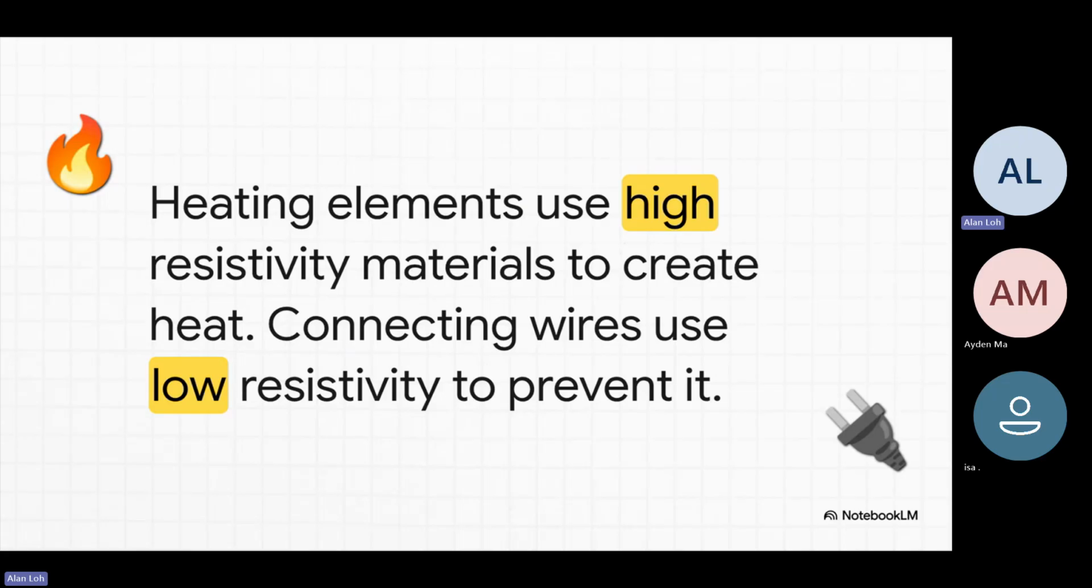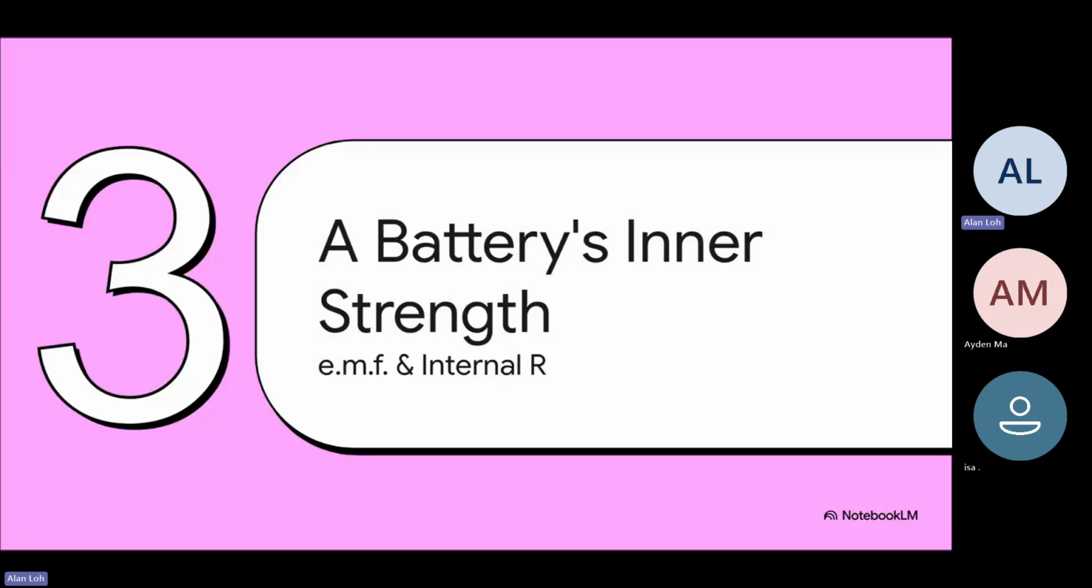We use a low resistance material like copper to make sure all that energy gets to the appliance without the cord itself heating up. It's all about choosing the right tool for the job. Okay, so now that we get the idea of flow and resistance, let's go to the source. Number three, where does that initial push even come from? Let's take a look inside a battery to figure out what gives it its inner strength.